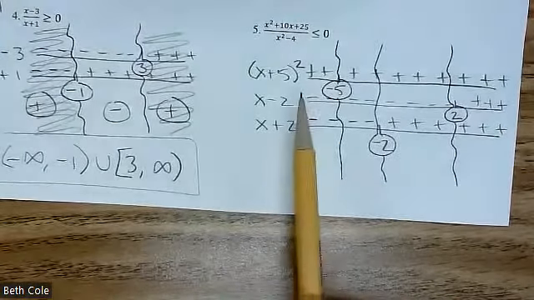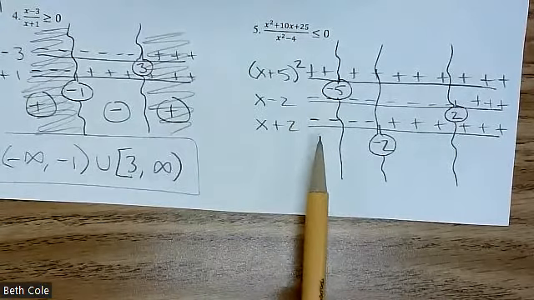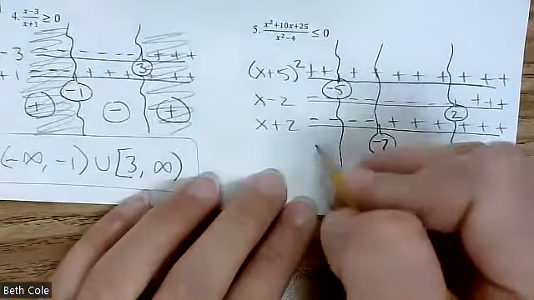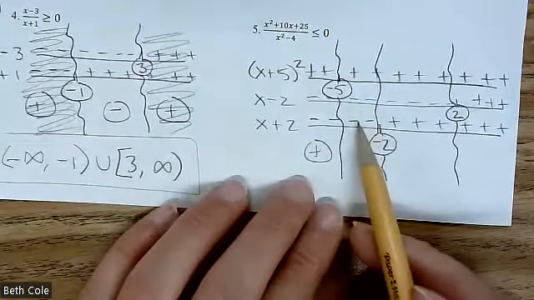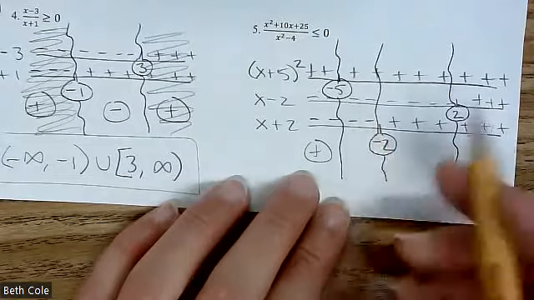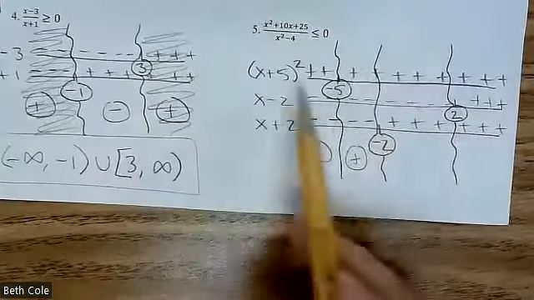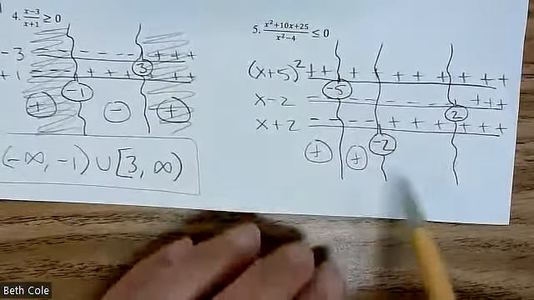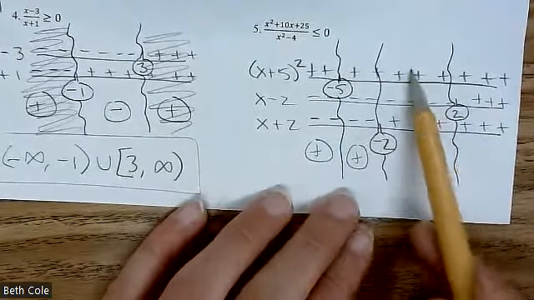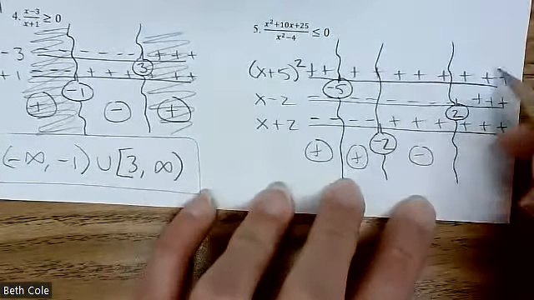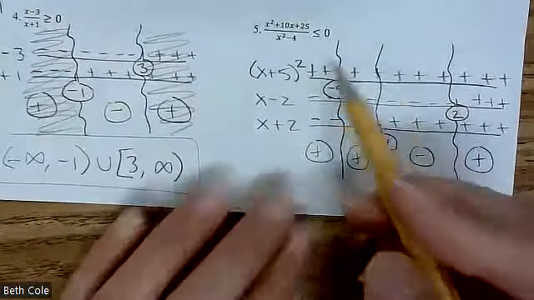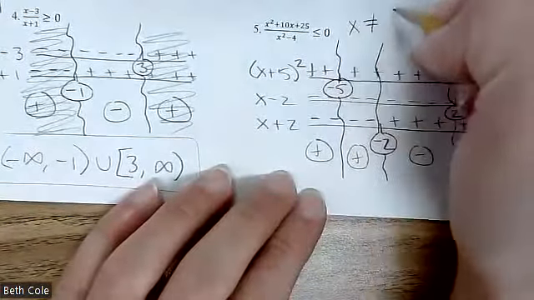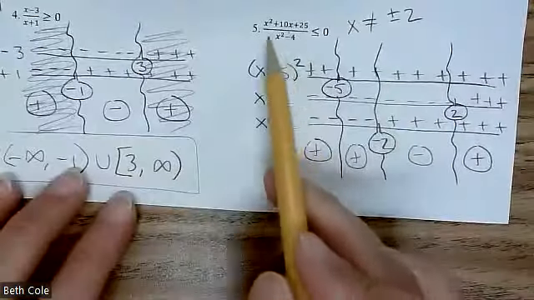So what's your overall sign for the first section? That would be positive. The negatives cancel. And then this one, that's also positive. It didn't alternate because we had that weird thing in there with the squared. And then this section, negative, and then positive. Good.